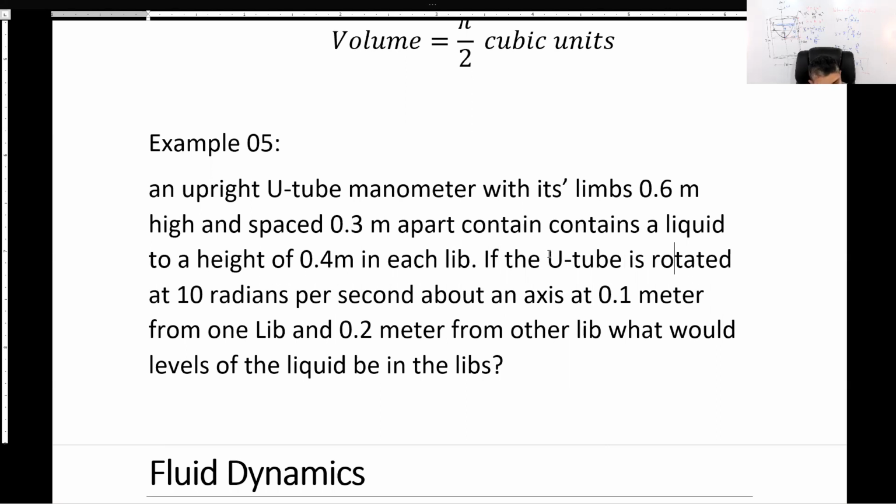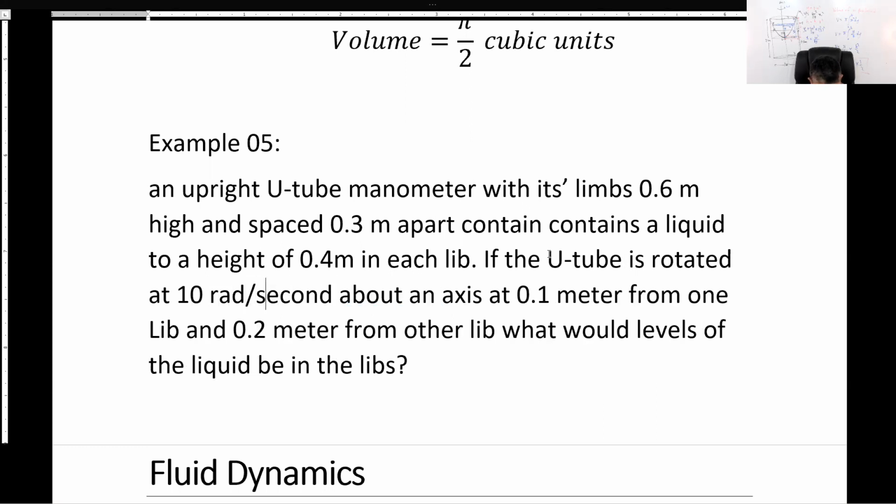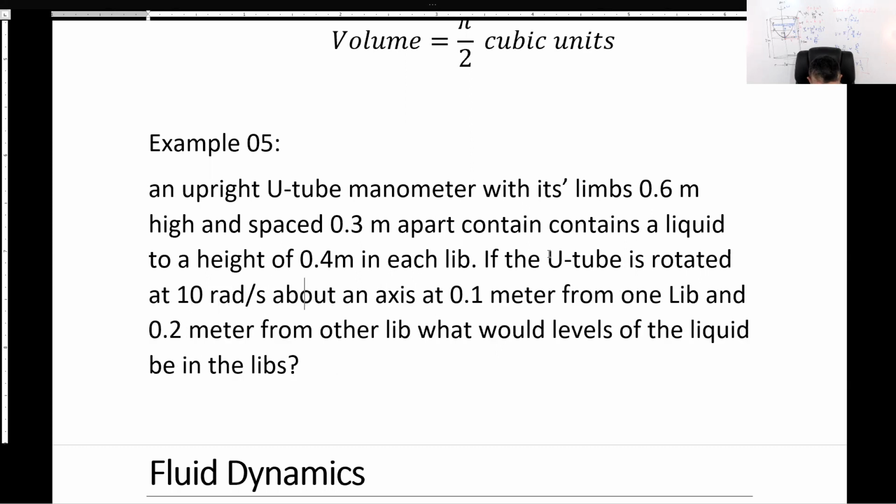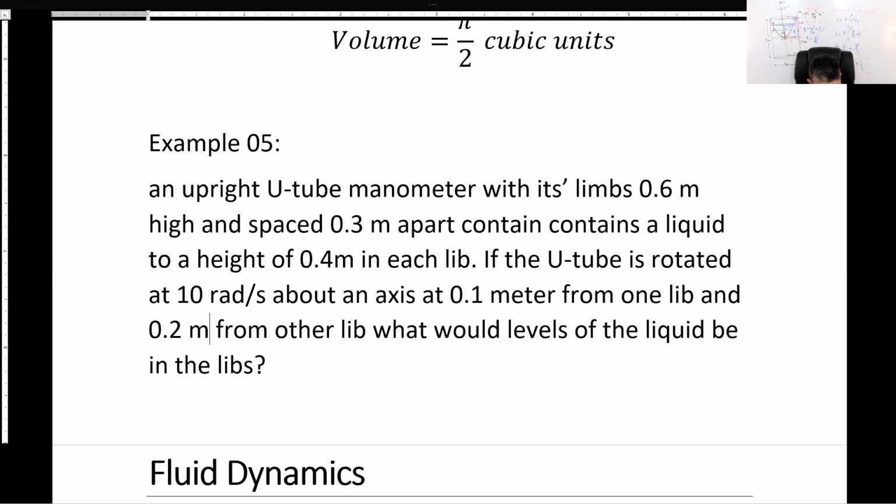The U-tube is rotated at 10 radians per second about an axis, which means right here.